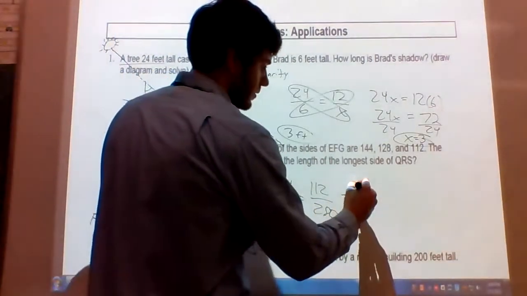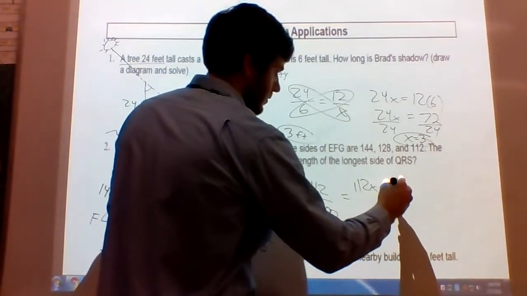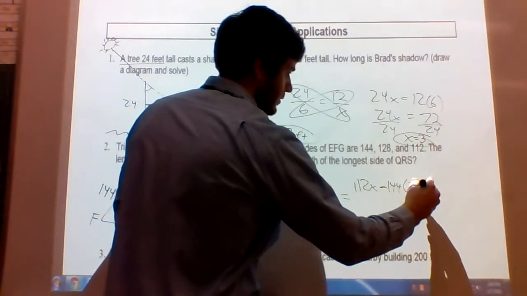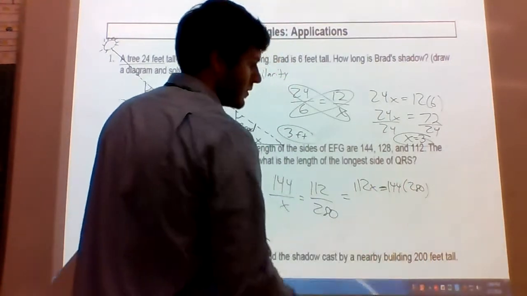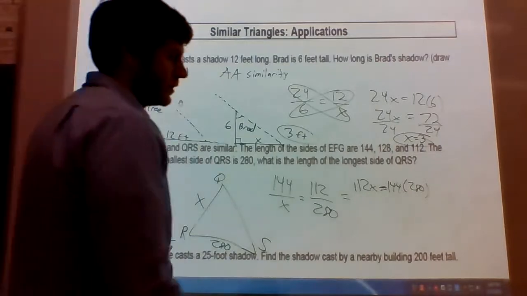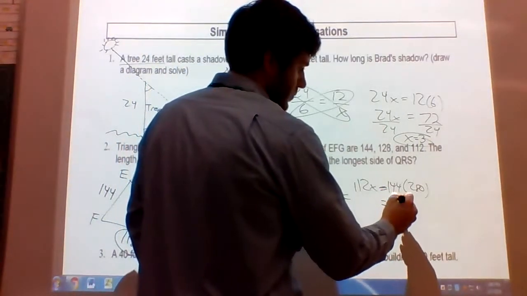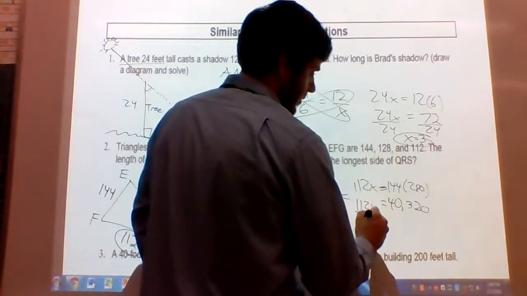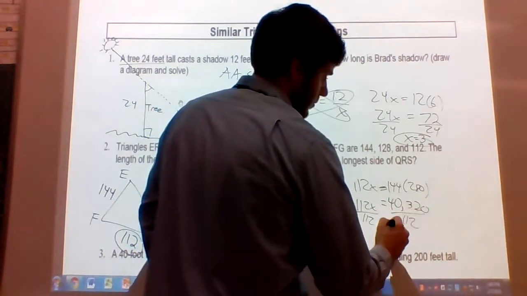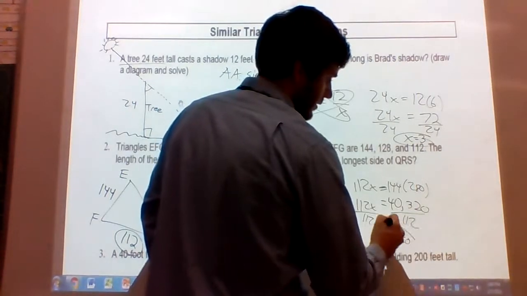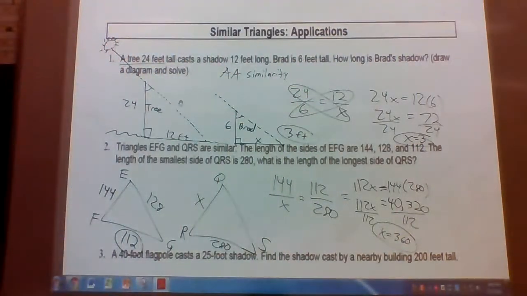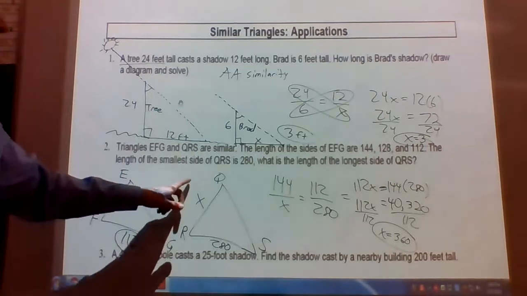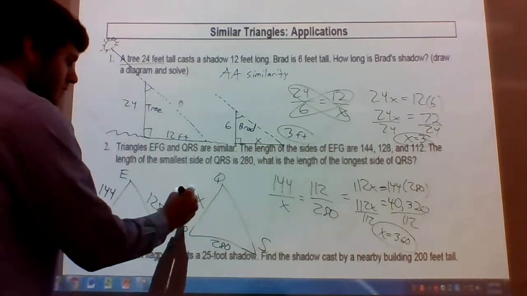So we're going to get 112x equals 144 times 280. Okay, 144 times 280, I believe, if I remember correctly, was 40,320. And when we divided by 112, we got x equals 360. So the length of the longest side of QRS is going to be equal to 360.